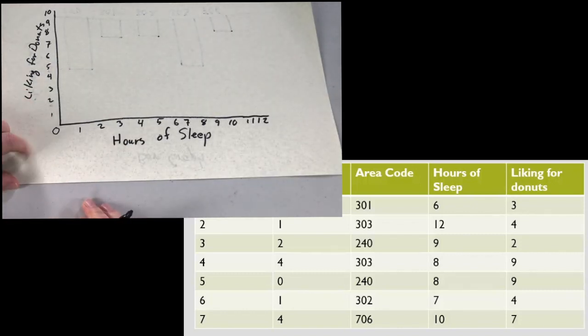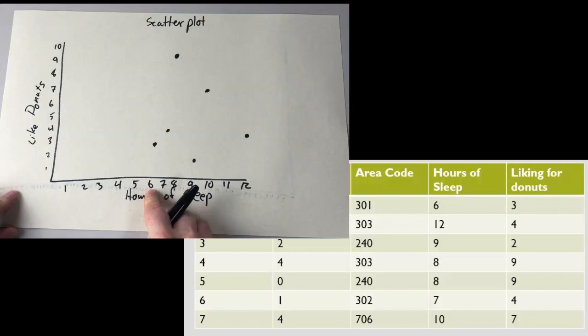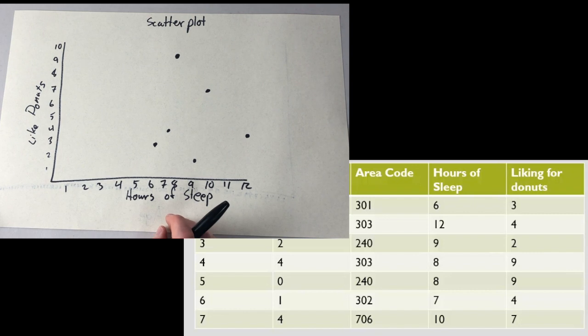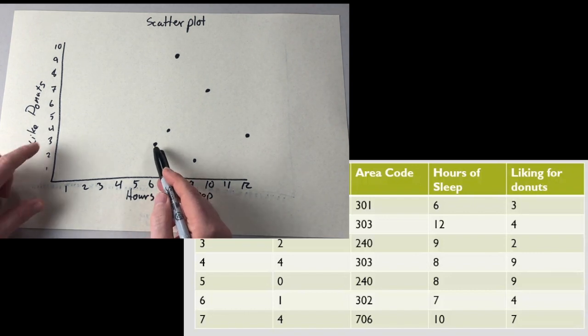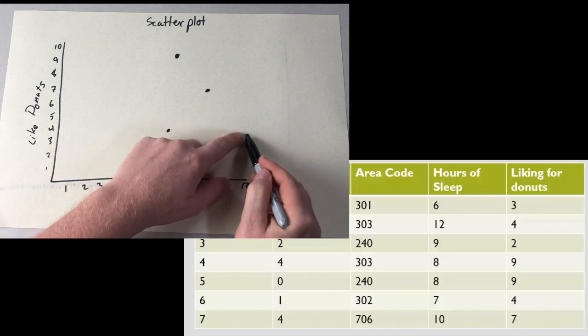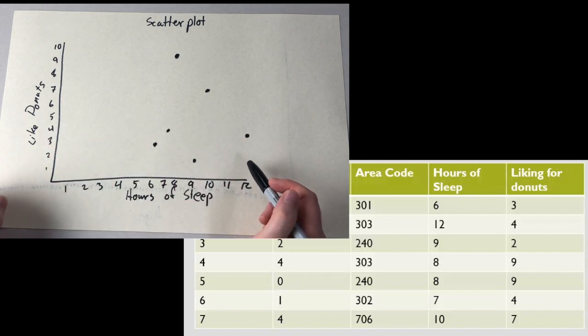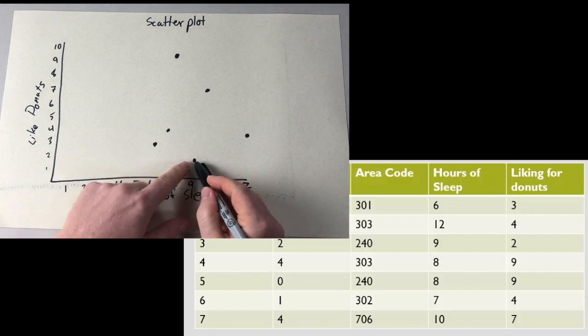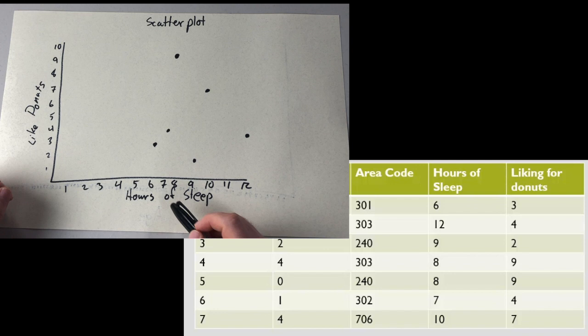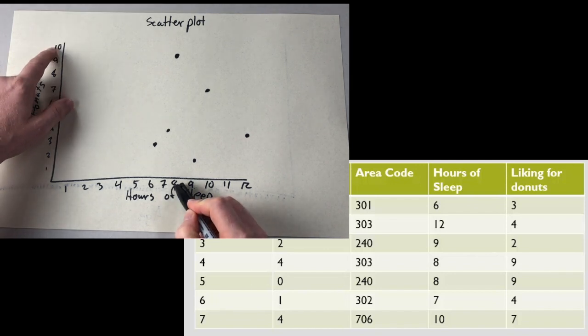Participant number 1 slept for 6 hours right here, and likes donuts at a 3, therefore we're going to put their dot right here. 6 hours of sleep and likes donuts at a 3. Participant number 2, 12 hours of sleep, likes donuts at a 4. Participant number 3, 9 hours of sleep, likes it at a 2, 9, 2. Participant number 4 had 8 hours of sleep, likes donuts at a 9.